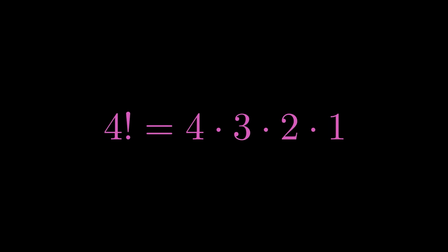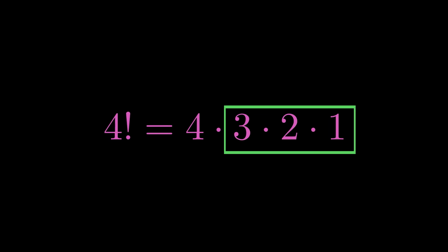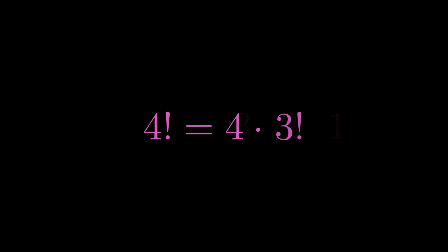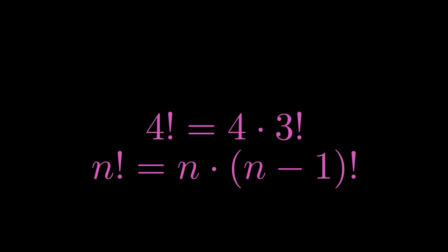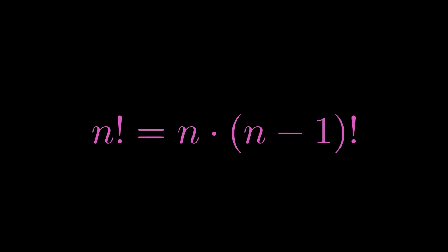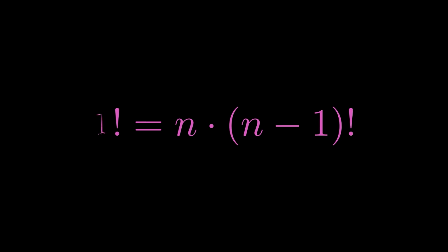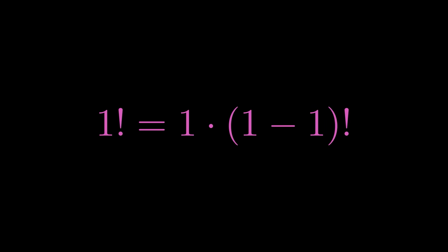We can see that after the 4, we have the exact same as what 3 factorial is. What we have here is the rule of recursion, and we can write it in general form, where n can be any number. Now, if we try and put in 1 as n, we see what 1 factorial should be equal to. However, we all know that 1 factorial logically can only be equal to 1.